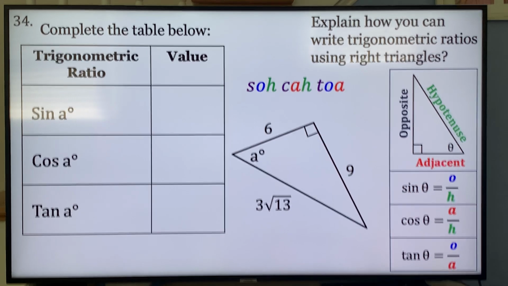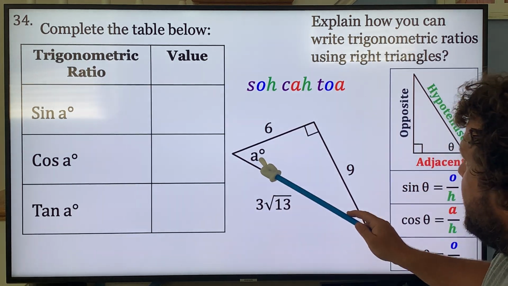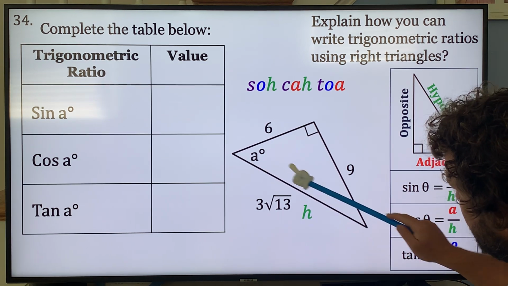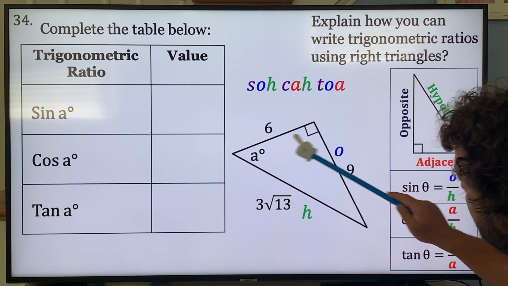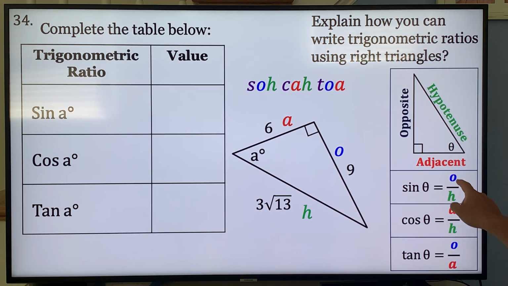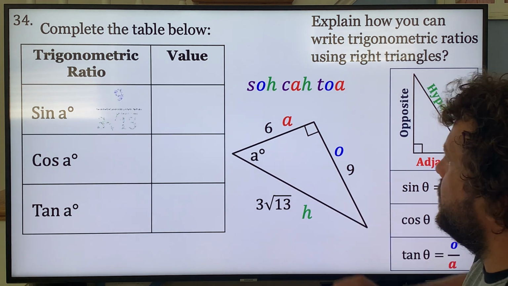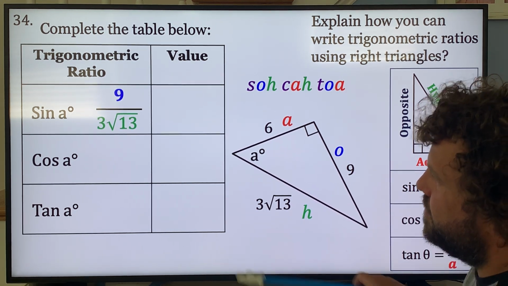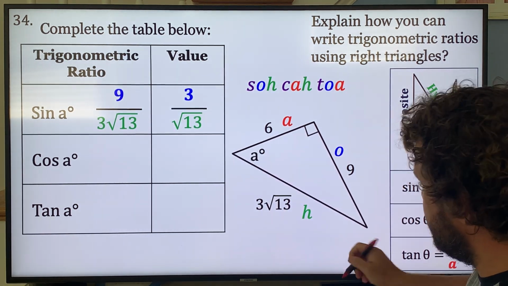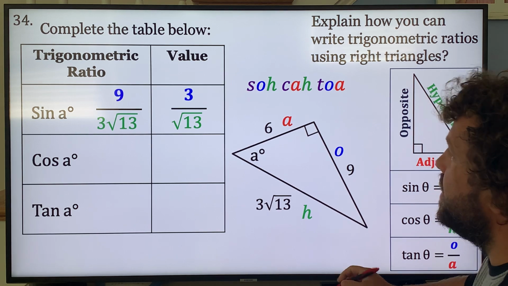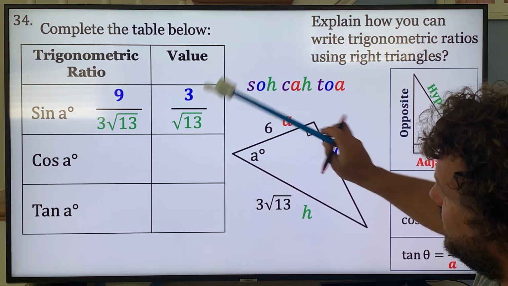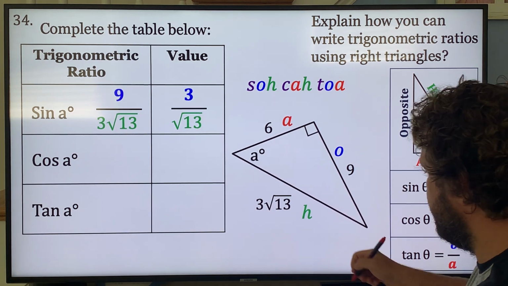All right, so let's look. Trigonometric ratio, sine A. This is the hypotenuse of A. This right here is opposite, and this right here is adjacent. Sine is opposite over hypotenuse, so it's 9 over 3 radical 13. 9 divided by 3 is 3 over radical 13. If you want to reduce this, you could also put this as 3 square root of 13 divided by 13. That's also okay.